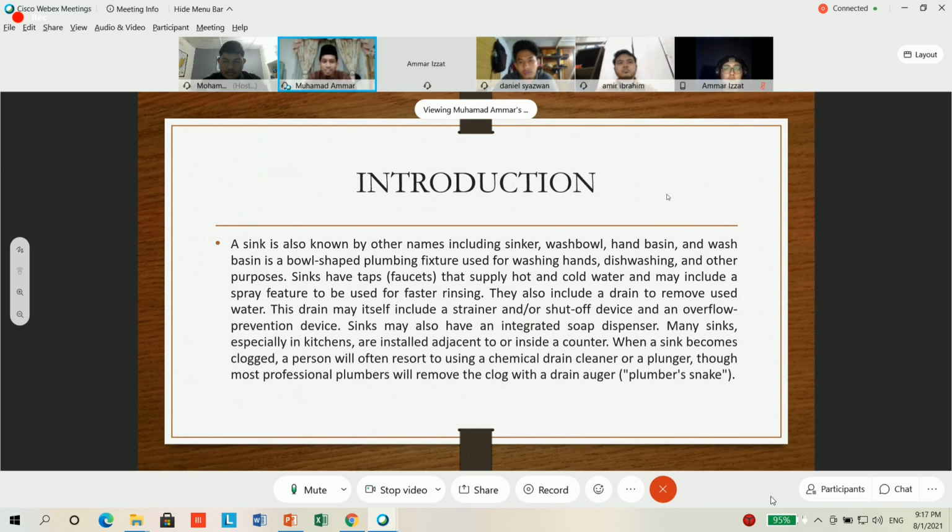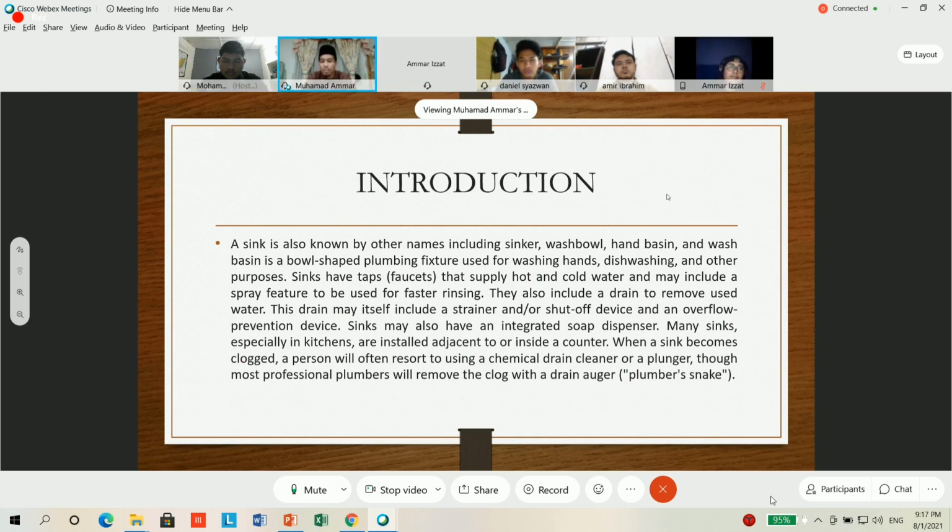A wash basin is a bowl-shaped plumbing fixture used for washing hands, dishwashing, and other purposes. Sinks have taps, also known as faucets, that supply hot and cool water, and may include a spray feature to be used for faster rinsing. They also include a drain to remove used water. This drain may itself include a strainer and/or a shut-off device or overflow prevention device. A sink may also have an integrated soap dispenser.